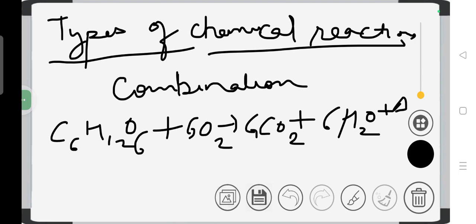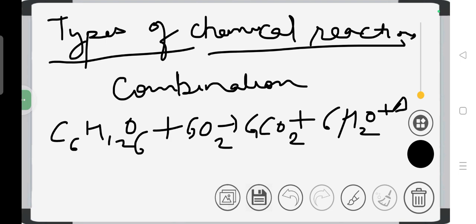Now, decomposition of vegetable matter into compost is also an example of an exothermic reaction. So whatever vegetable waste is there, children, its decomposition into compost is an exothermic reaction, and exothermic reaction means it releases a large amount of heat energy.